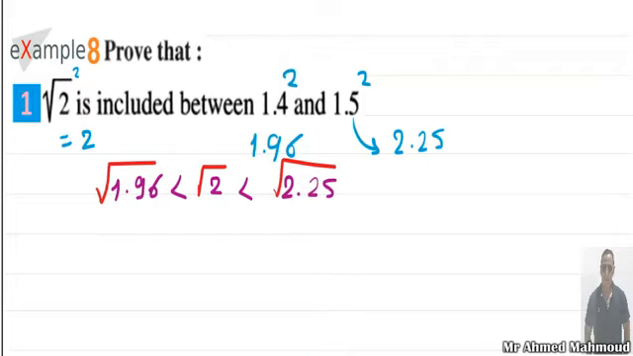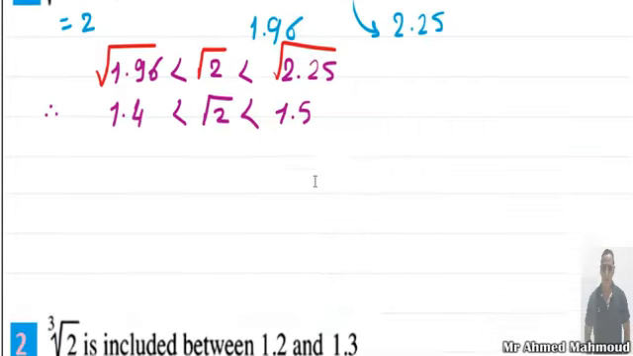Okay, the first one, square root 1.96 equals 1.4, and here we have square root 2, and here we have square root 2.25 equals 1.5. Then this is the proof in order, therefore square root 2 is greater than 1.4 and smaller than 1.5. Let's solve the next one.